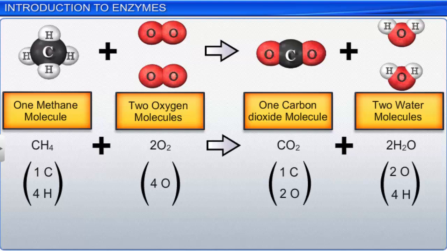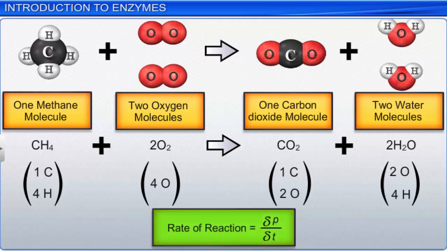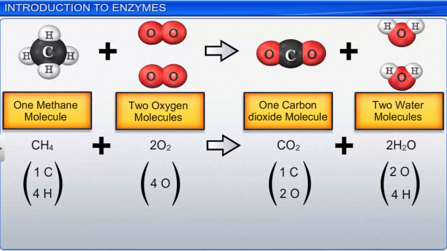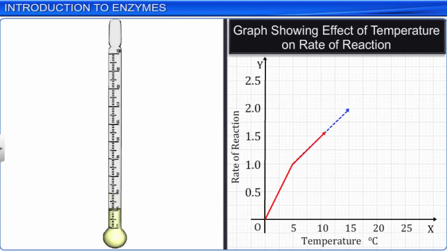The rate of a reaction is defined as the amount of a product formed per unit time. It can be expressed as delta P upon delta T. Various factors such as temperature and pressure influence the rate of reaction. This rate generally doubles or decreases by half for every 10-degree change in temperature in either direction. For example, consider that a particular reaction is taking place at 5 degrees with the rate of reaction as 1 unit. When the temperature is increased by 10 degrees, the reaction rate will double to 2 units. Similarly, if the temperature is decreased by 10 degrees, the reaction rate will become half.